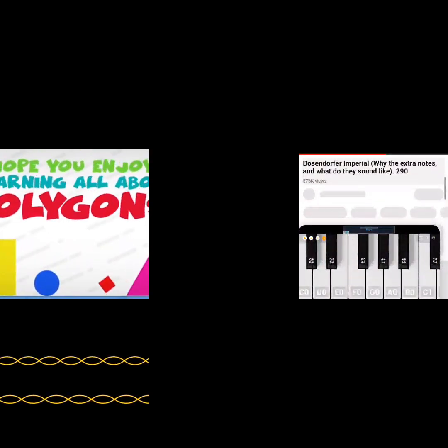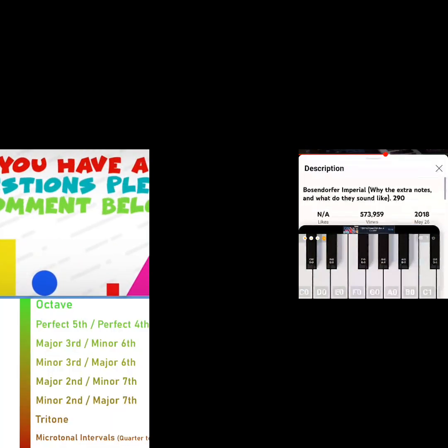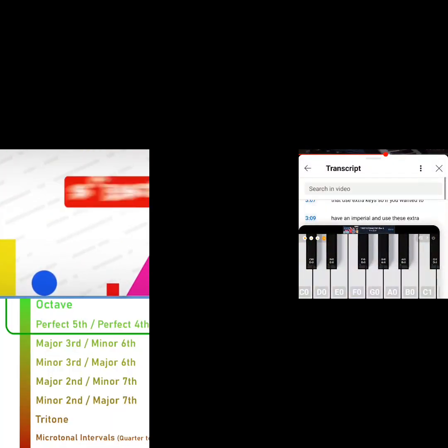If we play two notes that don't synchronize together, we hear dissonance. Octave, perfect fifth, and perfect fourth are widely considered the most consonant.